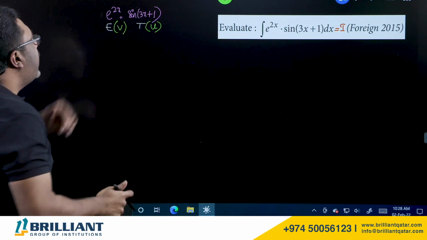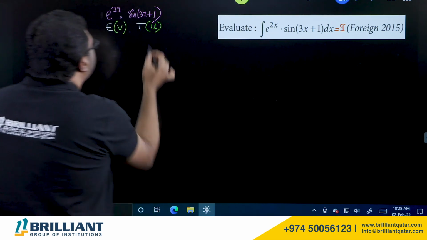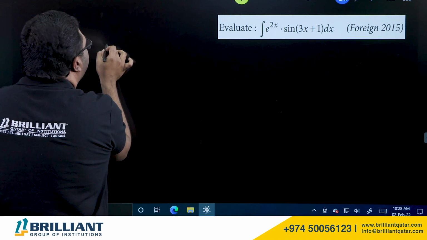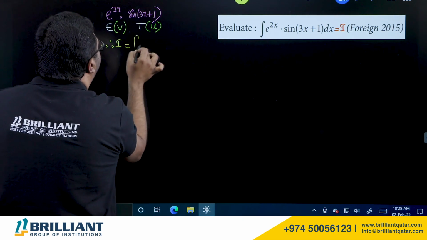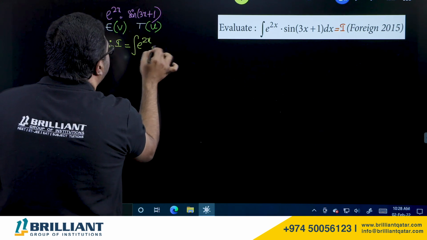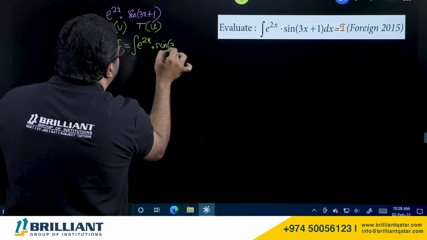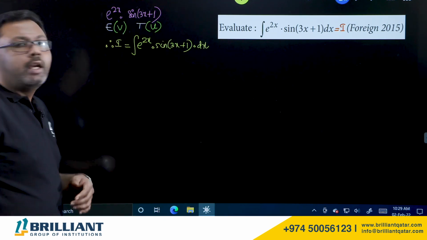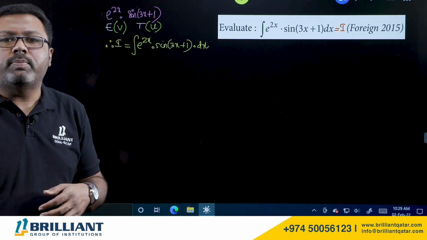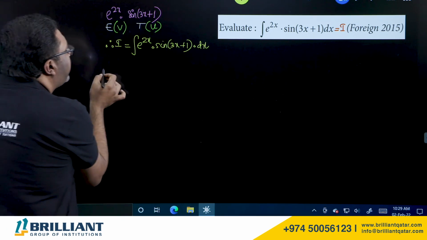Okay, so I'm calling this as I. Therefore, I is equal to the integral of e raised to 2x into sine of 3x plus 1 dx. So use the property once again.